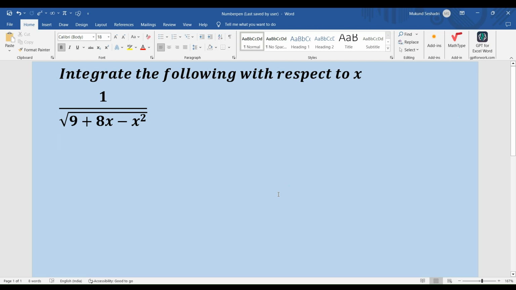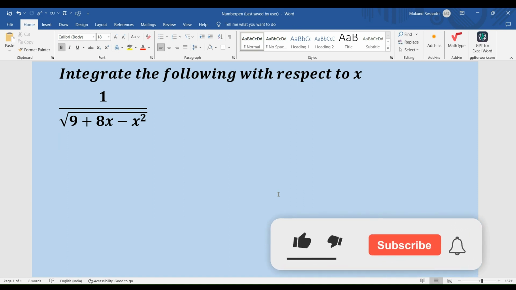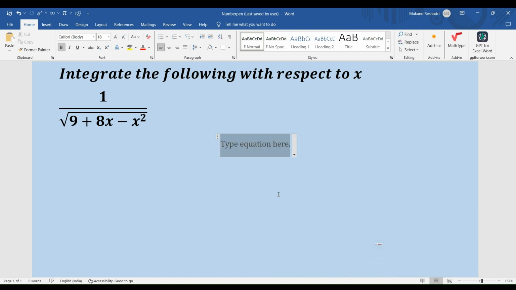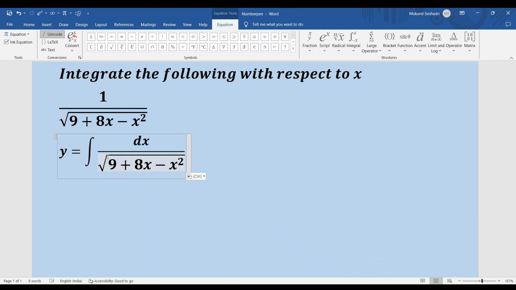So there we have the problem on the screen. Integrate the following with respect to x. We have 1 divided by square root of 9 plus 8x minus x square. So what we've been given is dy by dx and we've been asked to find y. My y is nothing but the integral of the given expression. So let's write down what our y is. So that's my y, integral of dx by square root of 9 plus 8x minus x square.